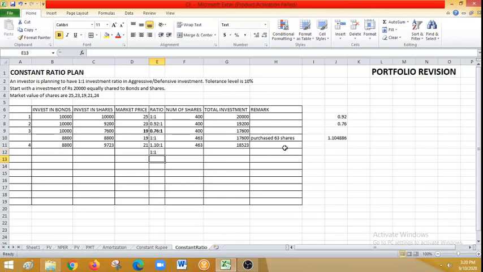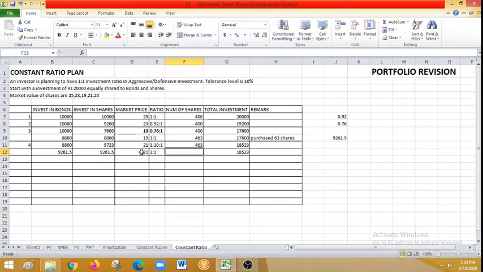Simple, just divide the total investment. Okay, 18,523 divided by 2. So how much? 9,261.5. Okay, you can see here our investment is going to be the same. Okay, right. So here it is a 1:1 ratio, now equally divided. So the market price is not changing, it stays at 21.